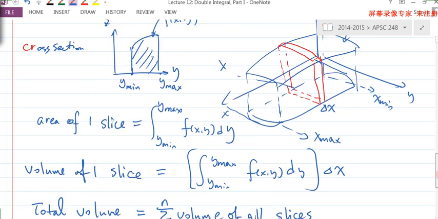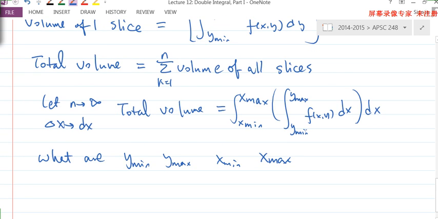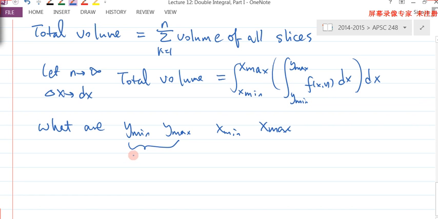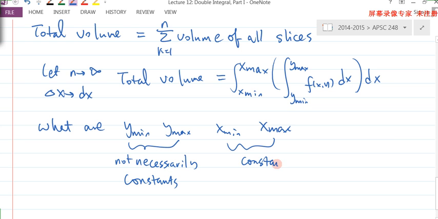So you've got to be careful right here when you're trying to find these limits to do the integral, because all you need is to figure out the proper limits. If you figure it out, then you see that it's basically those two integrals, right? Yeah. So in my case, this one here, I will say not necessarily constant. Okay, and these two will be constants.